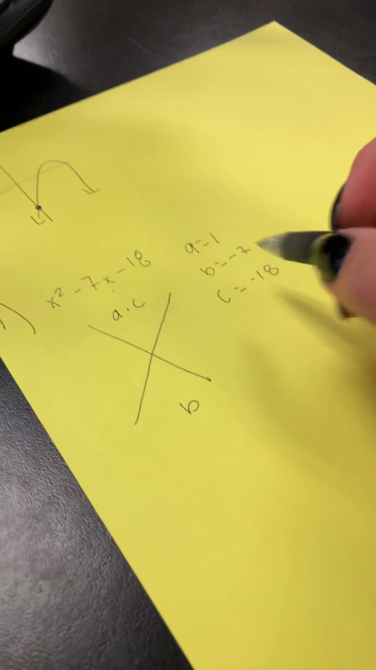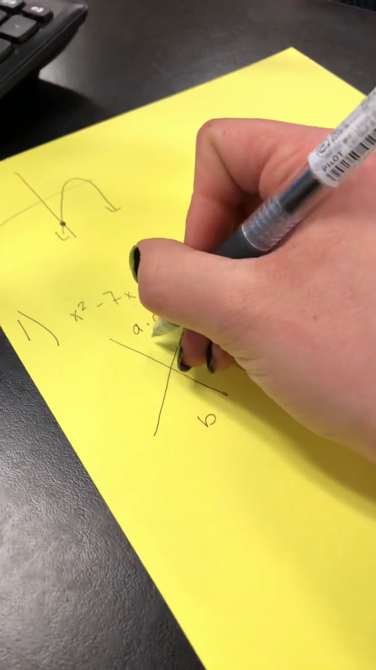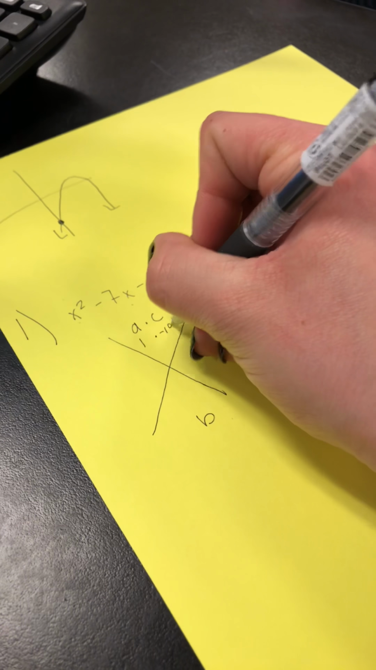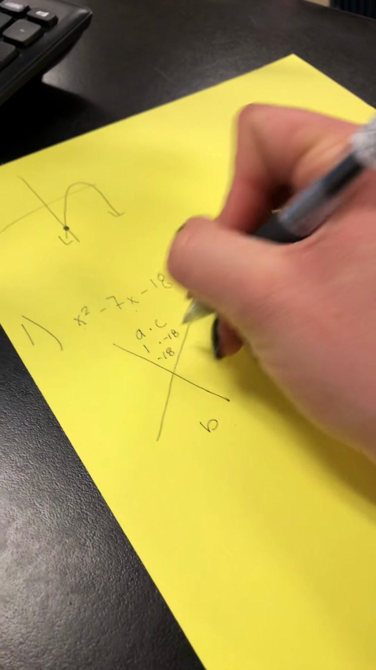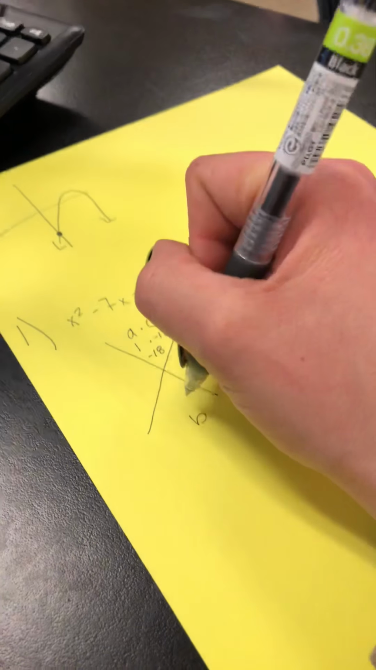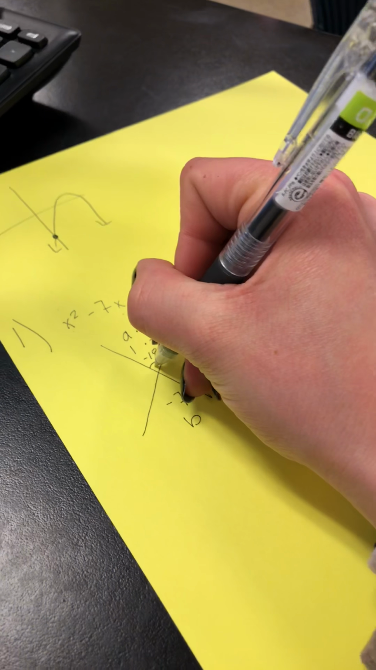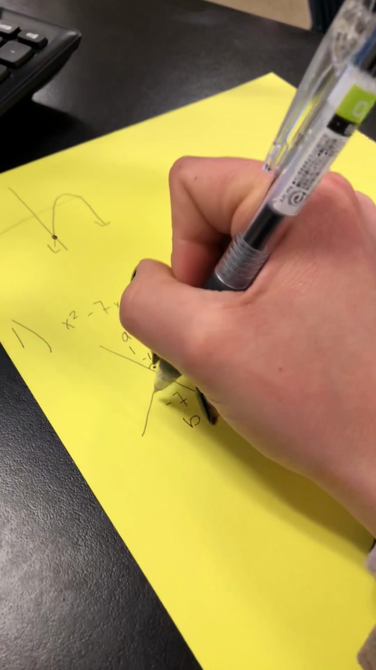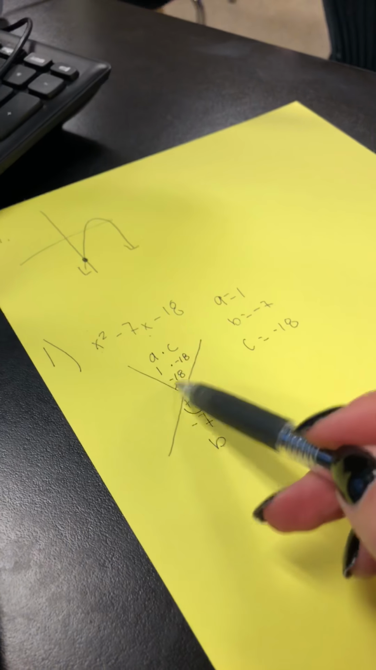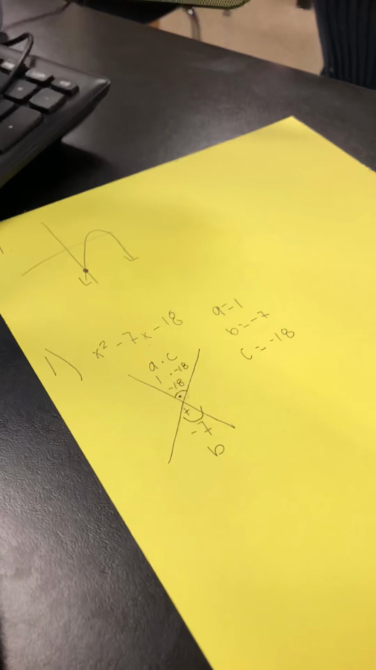Make sure you keep your negatives, that's extremely important. So a times c, a positive 1 times a negative 18 equals a negative 18. My b is negative 7, so I'm going to go ahead and put that on the bottom. I'm going to make my little pockets. My top is multiplication and my bottom is addition. So what could multiply to negative 18 that adds to negative 7?